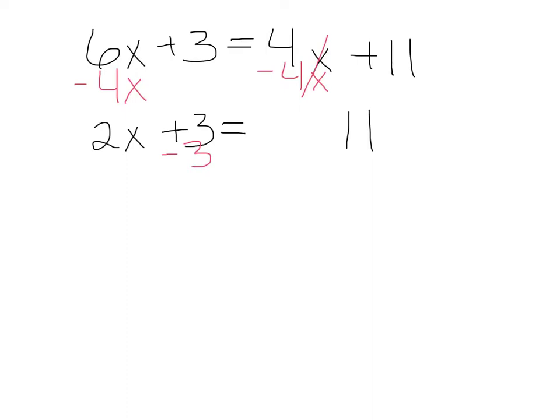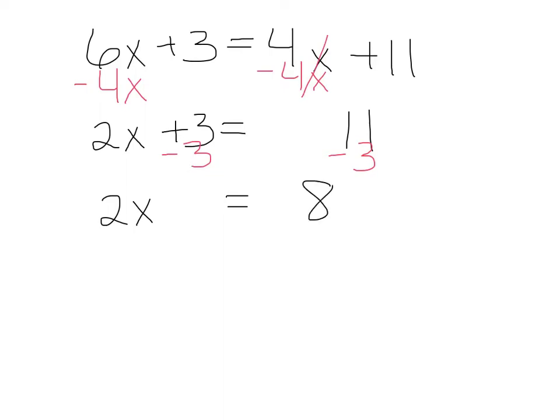What I do to the left of the equal sign, I must do to the right of the equal sign. So I will subtract 3 over there. Bring the 2x down. 3 minus 3 is 0. Bring the equal sign down. 11 minus 3 is 8. I now have 2x is equal to 8.